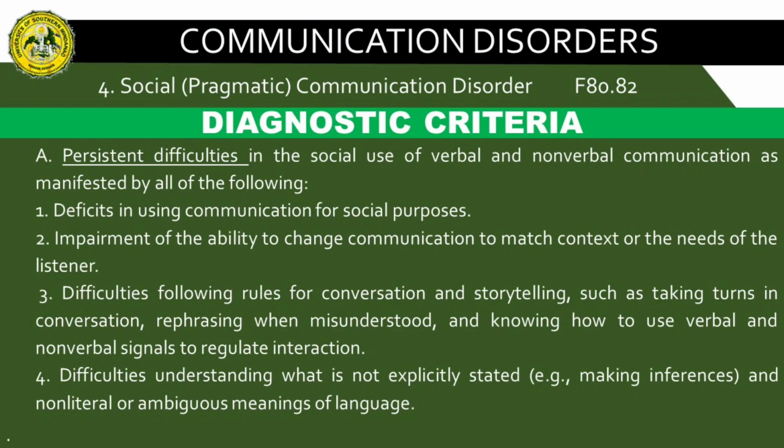So for the criterion A, social pragmatic communication disorder is characterized by a primary difficulty with pragmatics as manifested by deficits in understanding and following social rules of both verbal and nonverbal communication in naturalistic contexts, changing language according to the needs of the listener or situation, and following rules for conversations and storytelling.